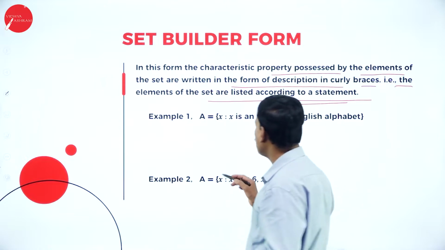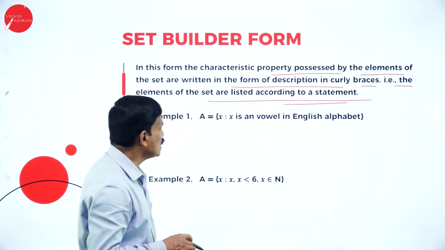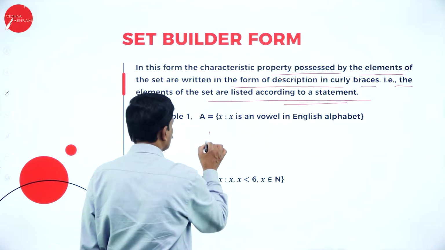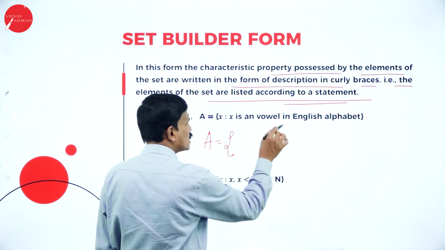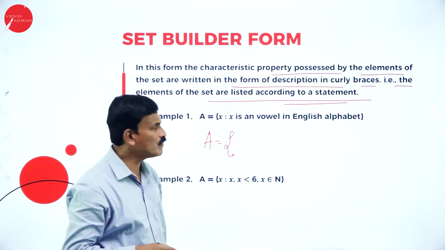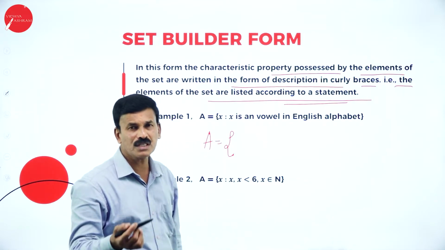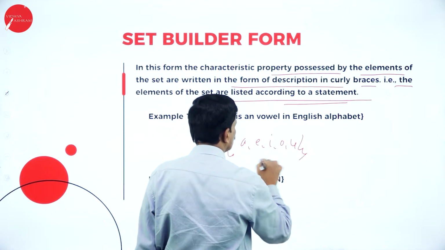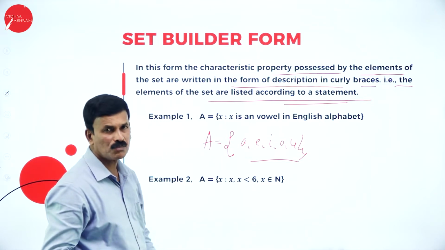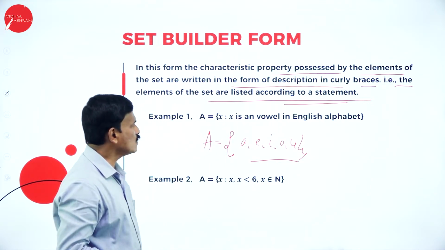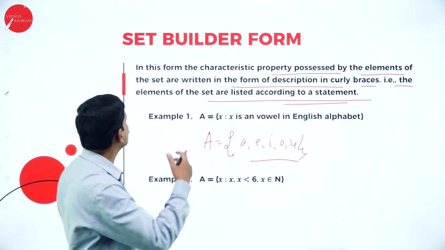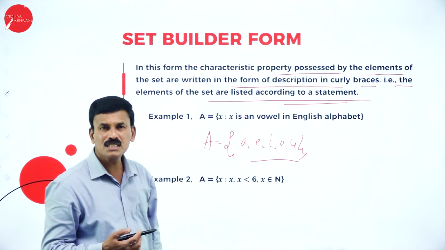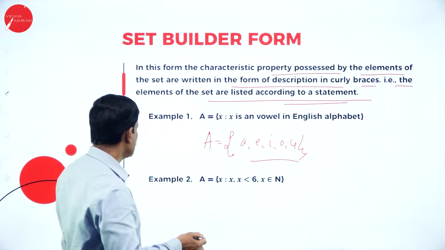Let us consider an example: if A is equal to {x such that x is a vowel in the English alphabet}. So we write A is equal to x such that x is a vowel in the English alphabet, which is an example of set builder form. What are the elements we are going to get? A, E, I, O, U. These are the elements we get from the statement. So if you write the elements of the set, you get the values A, E, I, O, U.